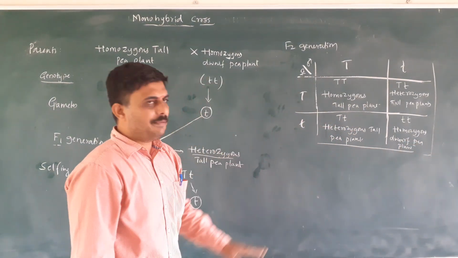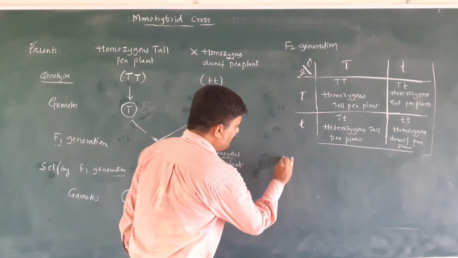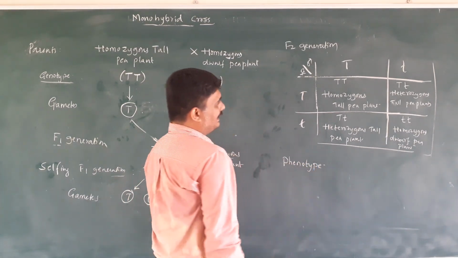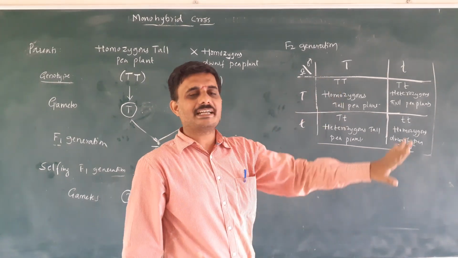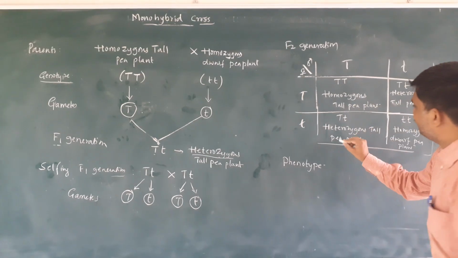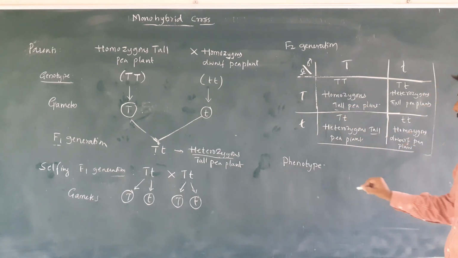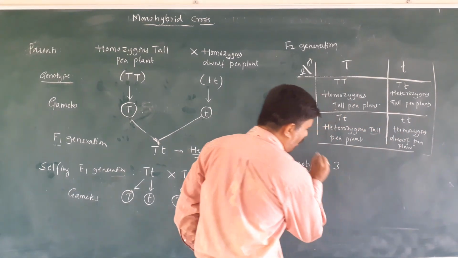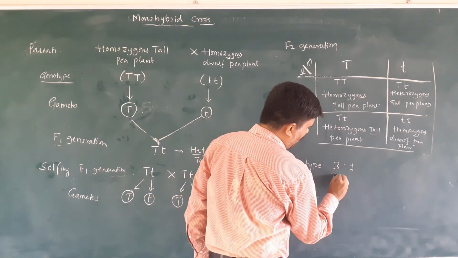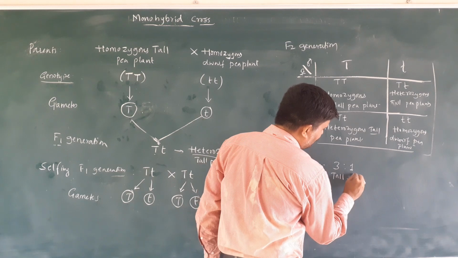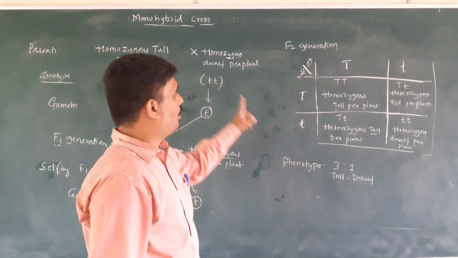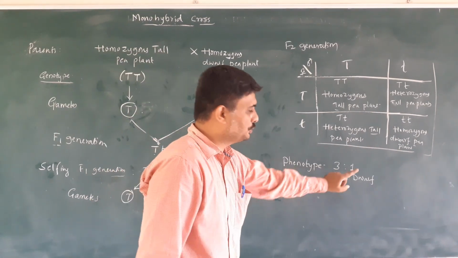Then what is the phenotypic ratio? What do you mean by phenotype? The external appearance of the character is called phenotype. Here we get three tall plants and one dwarf plant. Thus, the phenotypic ratio of a monohybrid cross is 3:1.